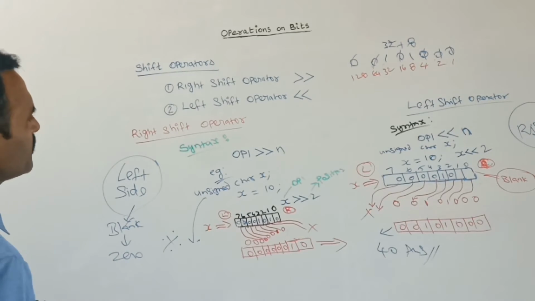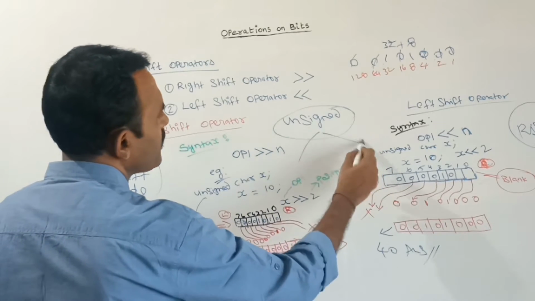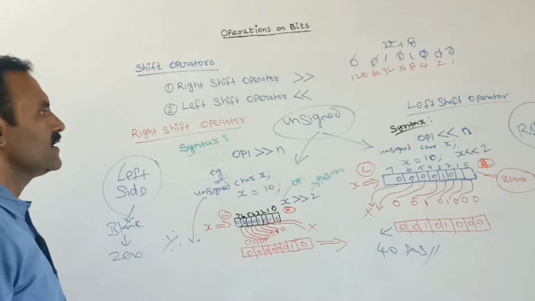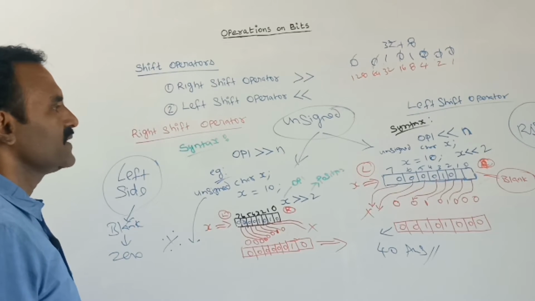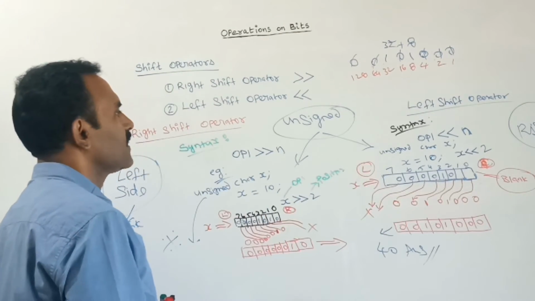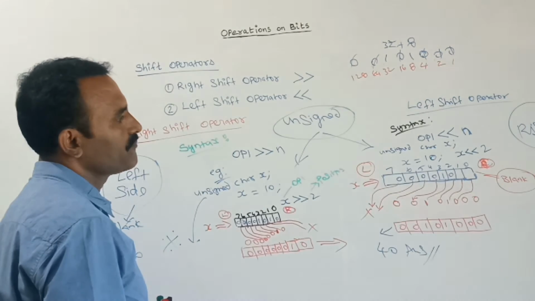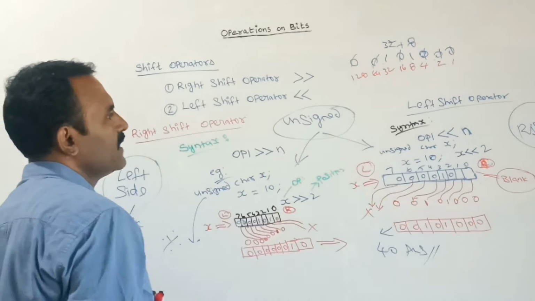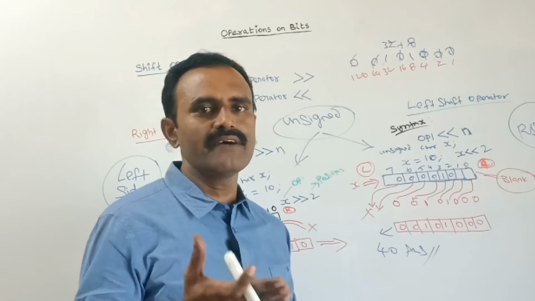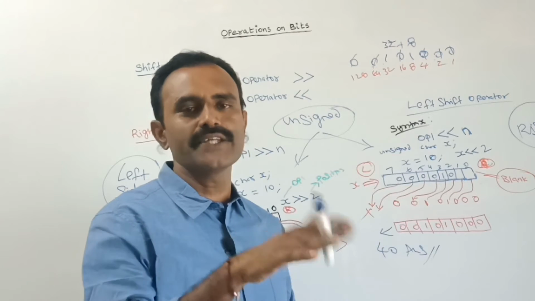One important thing: if it is unsigned, every data type here we have declared as unsigned. If you are declaring it as unsigned, then we can fill the blank space with 0, because these are all positive values. For unsigned we use only positive values. Suppose you are using a signed data type, for the signed data type there are two kinds of values we can store, that is negative values and positive values.